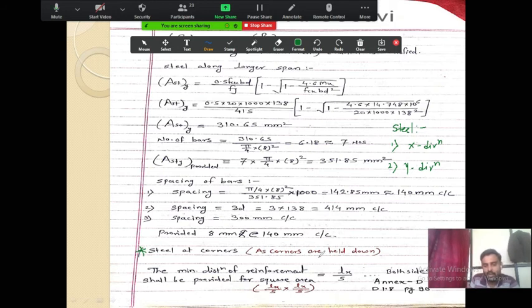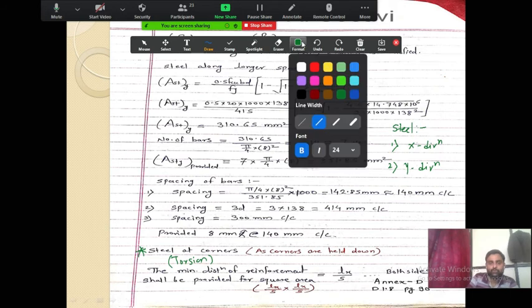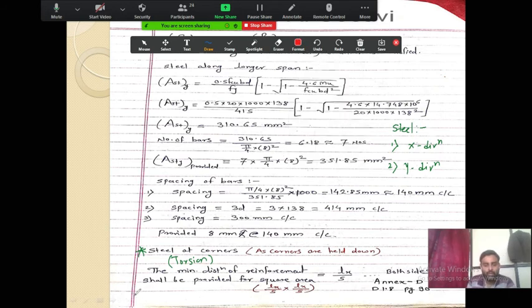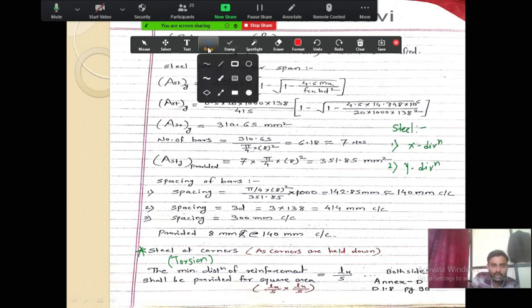Because the corners are held down, and this steel is provided to resist the torsional effect. This steel is provided to resist the twisting moment or torsional effect. Now I will tell you how to provide this steel, and first where the minimum reinforcement is provided.